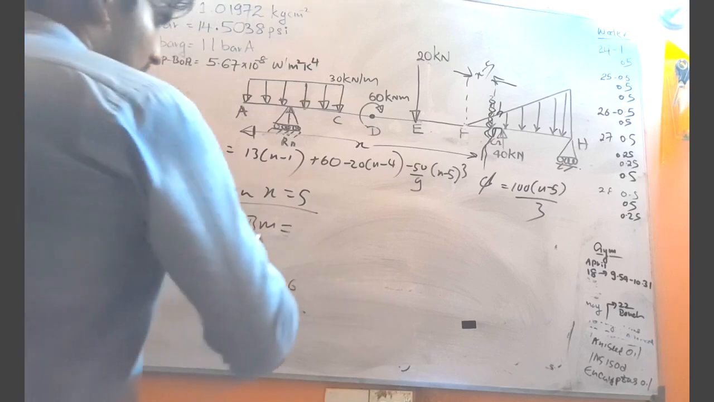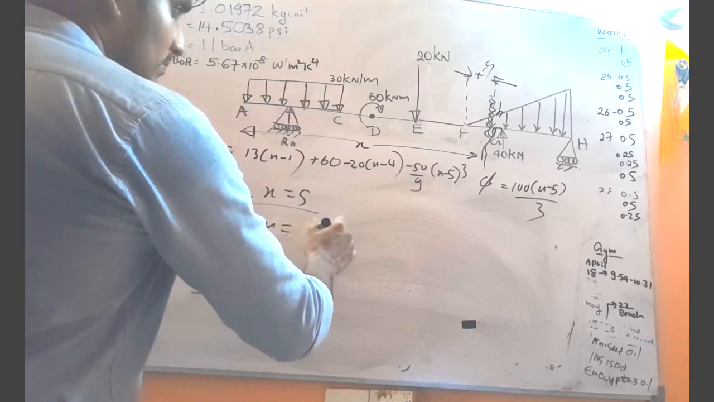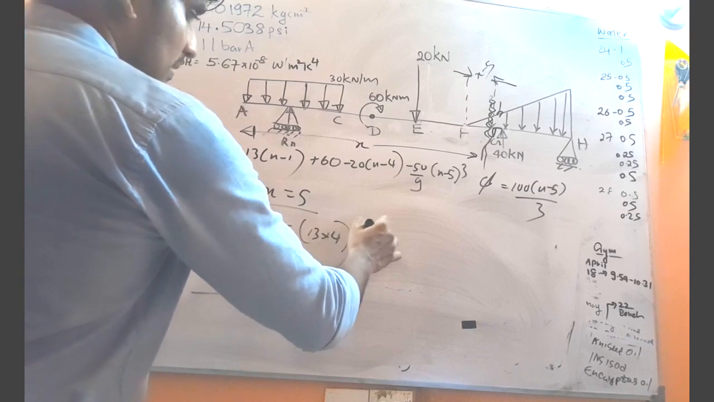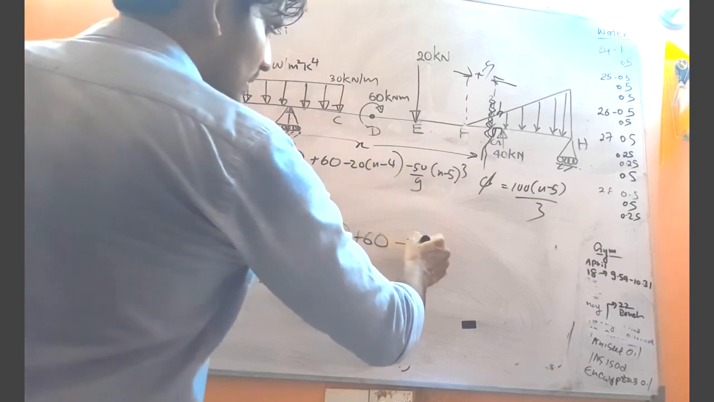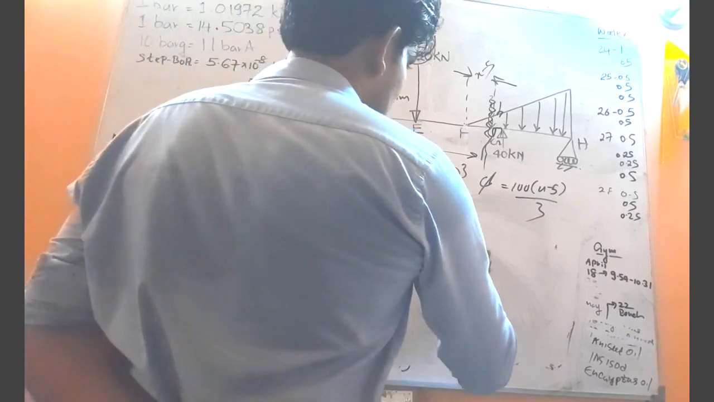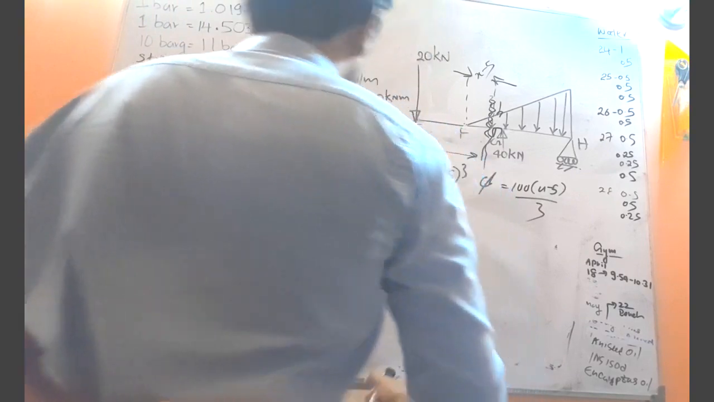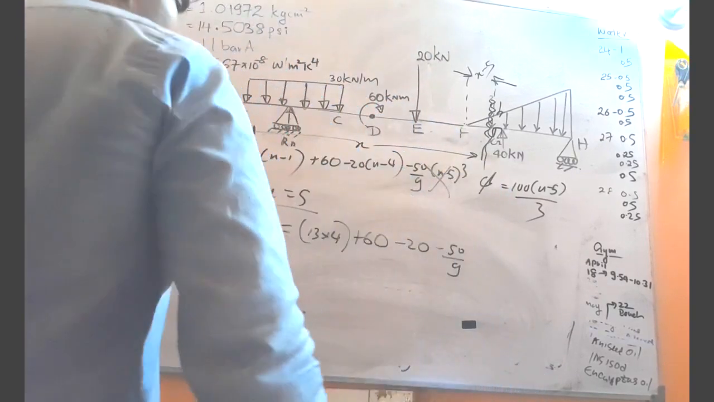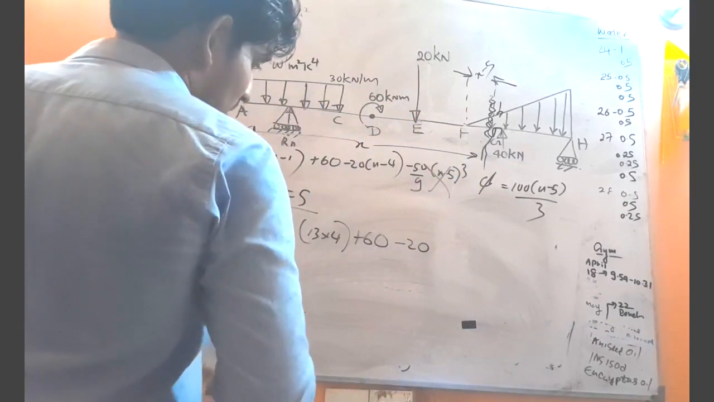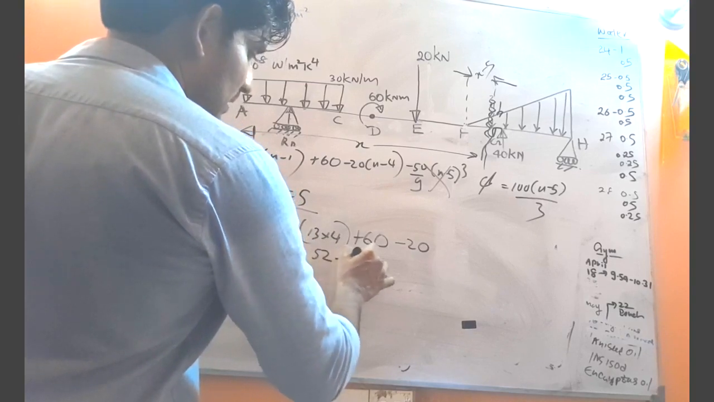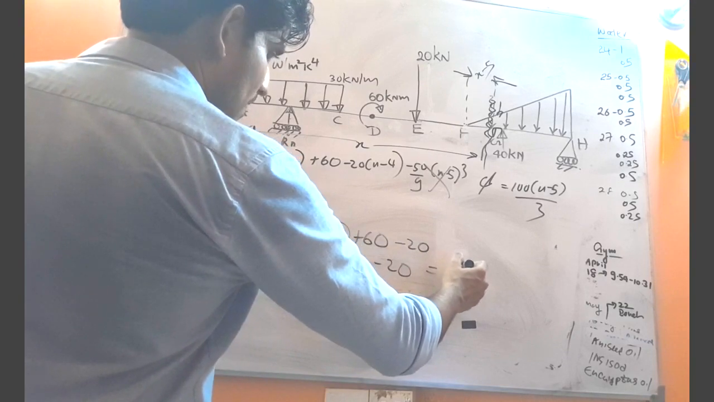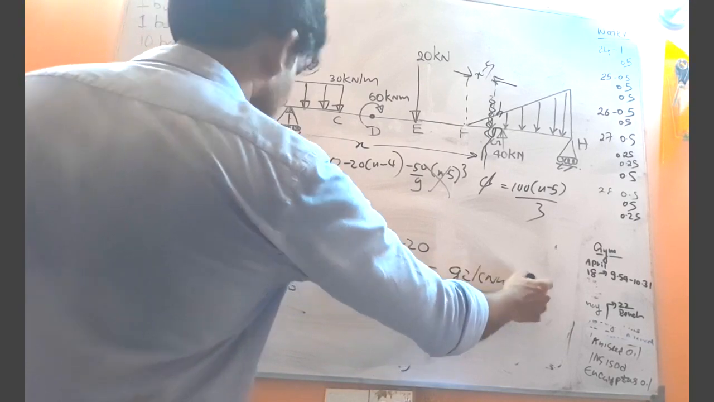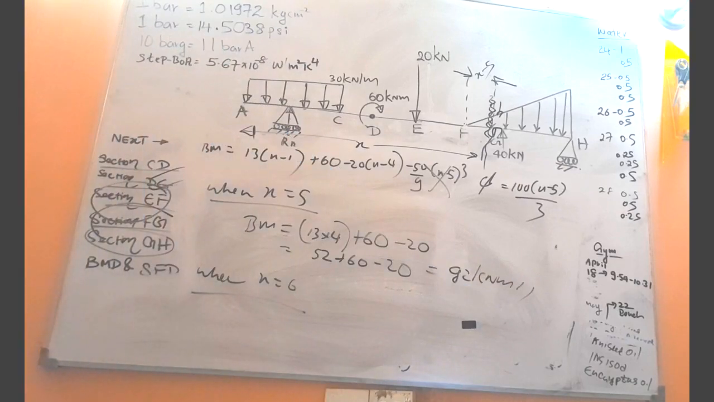equals 13 into 4 plus 60. The 5 means 5 minus 5 is minus 20, right? Minus 50 divided by 9. With 5, this part will cancel because 5 minus 5, so this part will not come. So bending moment will be 13 into 4, 52 plus 60 minus 20. The answer will be 92 kilonewton meters, right?